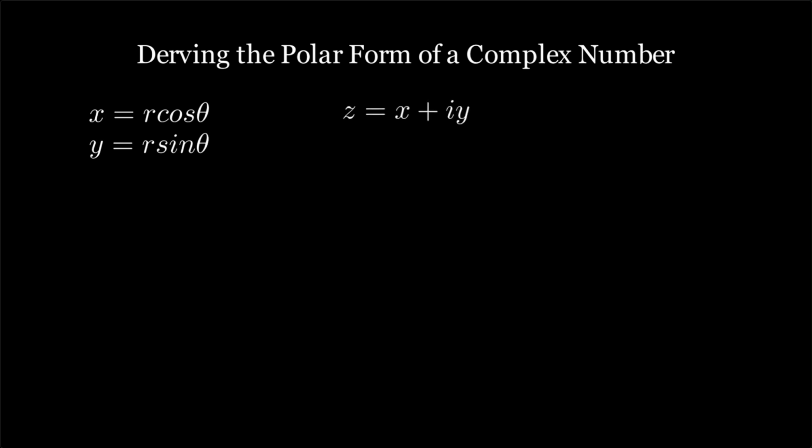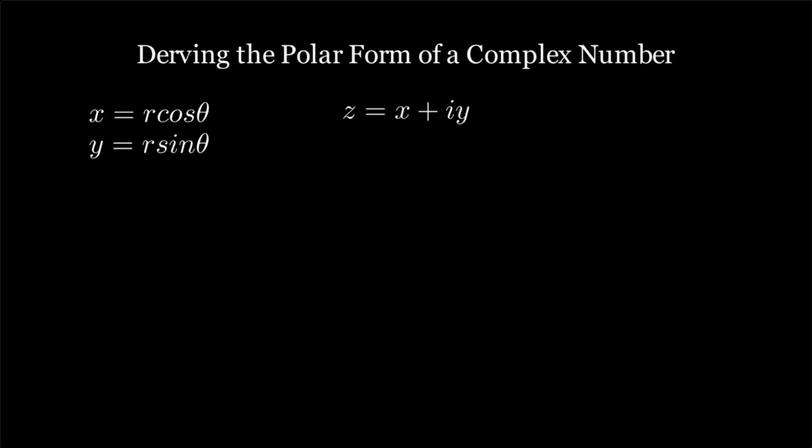So now, let's take the form of a complex number. We know that a complex number can be defined as an x and y component, where our real part is our x component and our imaginary part is our y component. So we can say that z is equal to x plus iy, because we are just showing the components of our complex number.